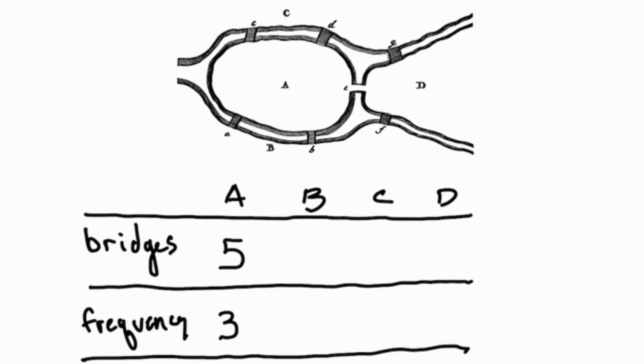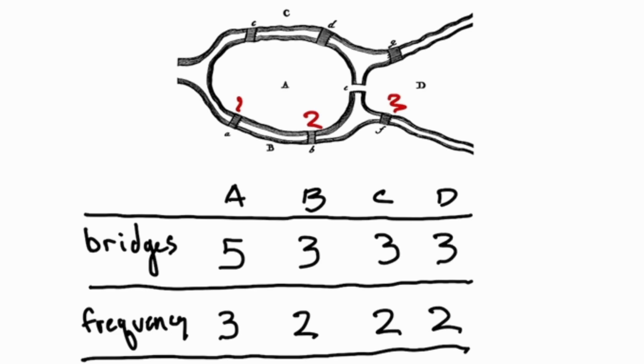Land area B has 1, 2, 3 bridges connected to it, which means that it has to appear in the string 3 plus 1, which is 4 divided by 2, which is 2 times. Now the same is true for C and D because both of them have 3 bridges connected to them as well. So we know that land area A has to appear in our string 3 times. Land area B has to appear in our string 2 times. Land area C 2 times, and D 2 times as well.